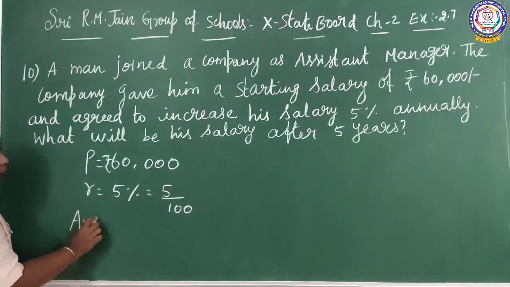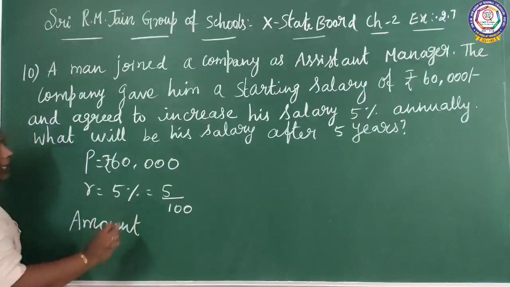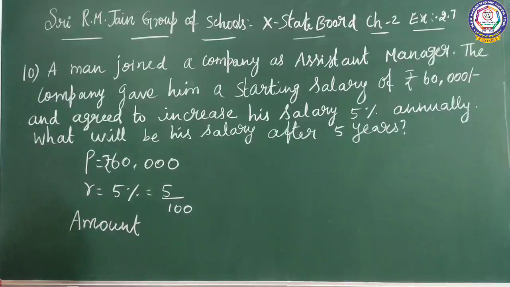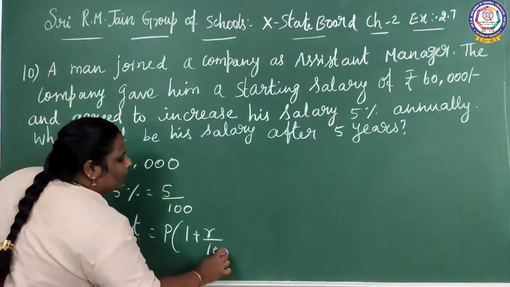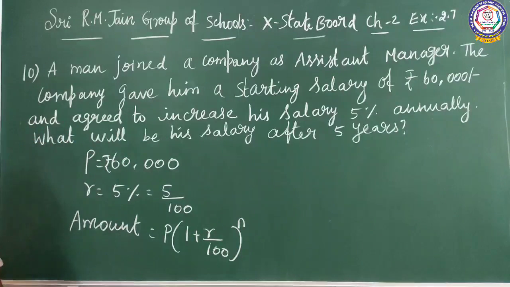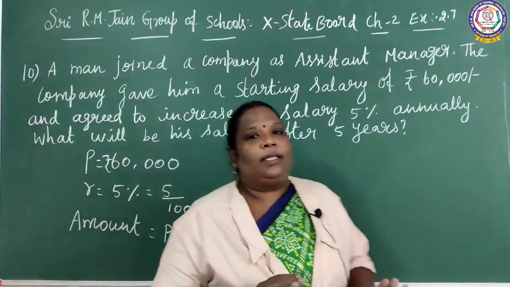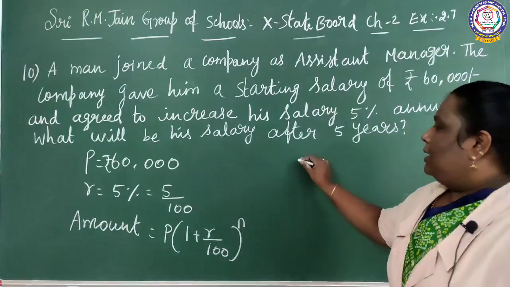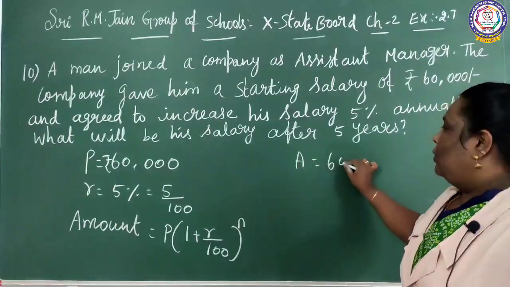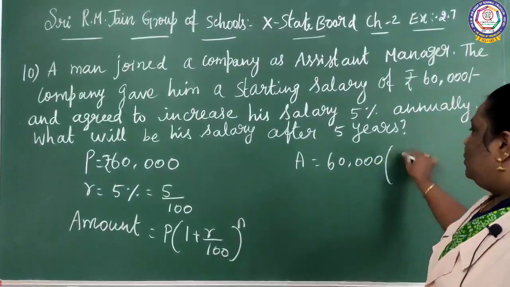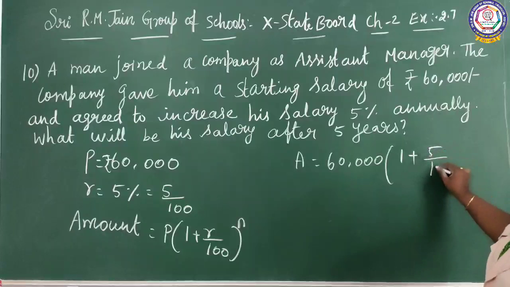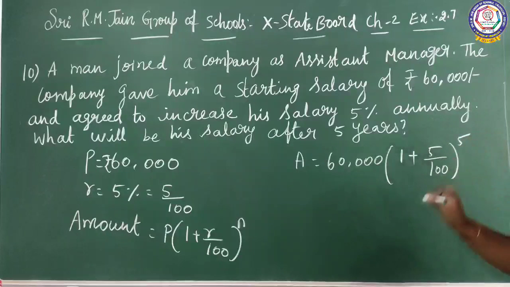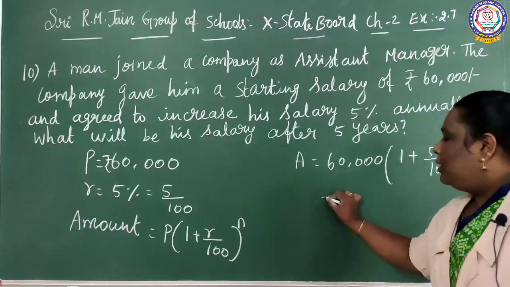Amount equal to. What is the formula for this? Compound interest. Amount equal to principal into 1 plus r by 100 whole power n. You substitute everything in this given formula. See here, amount A equal to 60,000 into 1 plus r by 100, that is 5 by 100, whole power 5, n equal to 5 years. After 5 years, what will be his salary?